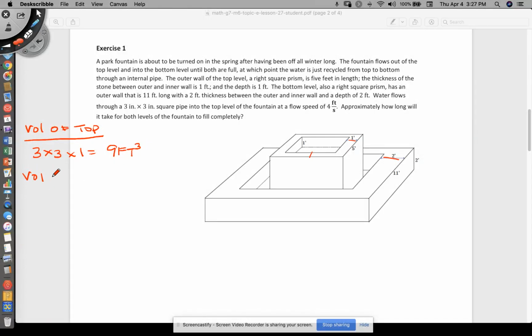Now let's find the volume of the bottom. Now the volume of the bottom, we have 5 here. We're going to take 5 plus the 2, and we're going to get 7. So this is a 5 by 5, and this is a 2 by 2, so that's going to be 2 7s. 7 times 7, and then we're going to times it by the 2 for the thickness going across. 7 times 7 is 49, times 2 is 98.